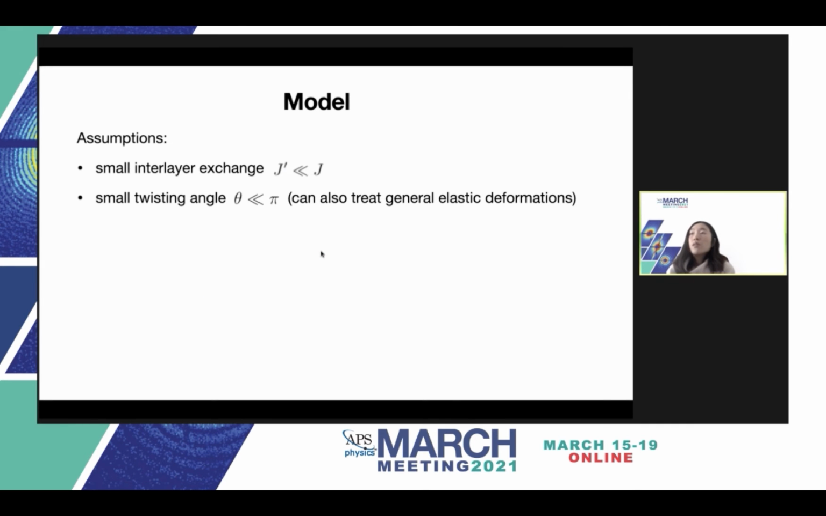We construct the model based on the following two assumptions. The interlayer exchange should be small compared with the intralayer exchange, and the twisting angle is small. We can also treat general elastic deformations, but I will focus on the twisting case in this talk. These assumptions are widely applicable and achievable in van der Waals systems. Under these assumptions, the interlayer coupling and the displacements have significant effects only at low energies or long range.